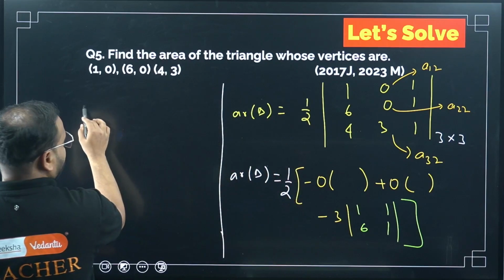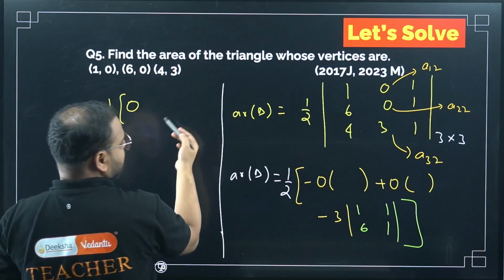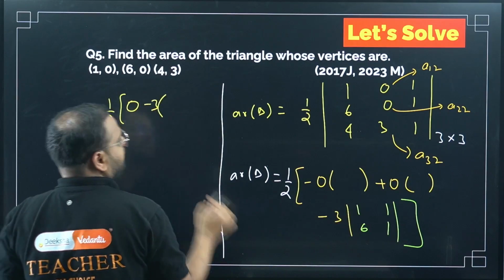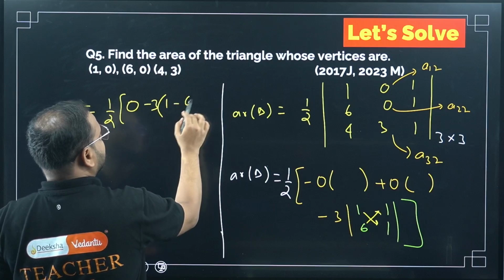I get area of triangle as 1 by 2. The bracket is there. This is simply 0. Both of them are 0 only. So what is this? Minus 3. What is this going to be? Minus 3 times of 1 into 1 and 1 into 6. So simply 1 minus 6, or not?